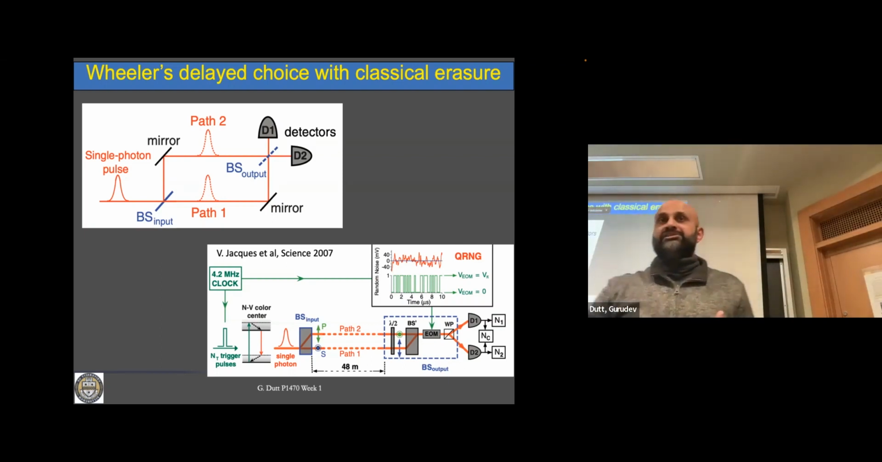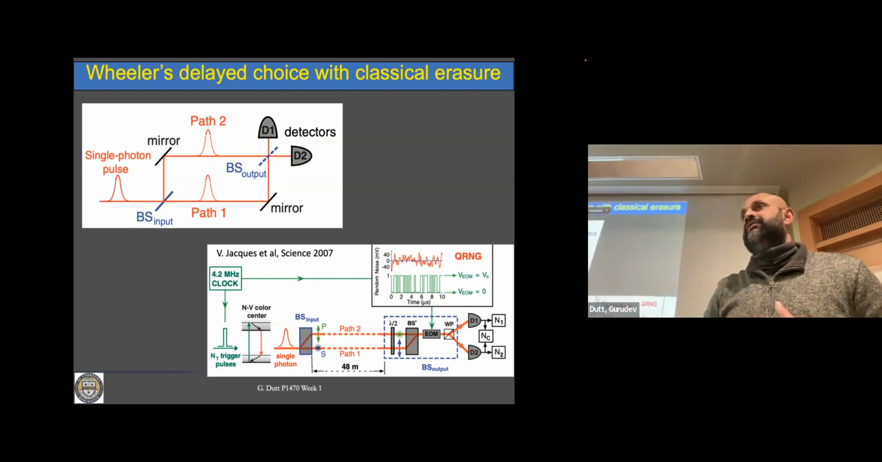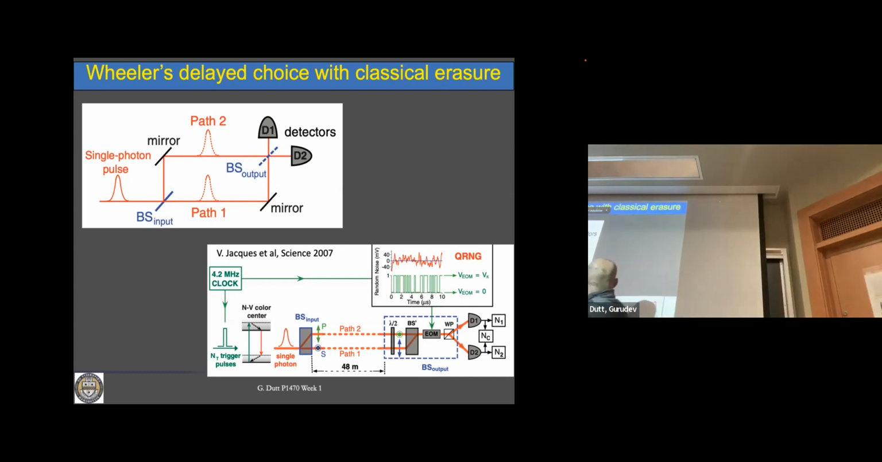So now we arrive at this question: when did the photon know that it had to go along path 1 or path 2? Because we know that if we don't have the beam splitter and we get a click in detector 2, it must have come along path 2. If we don't have the beam splitter and we get a click in detector 1, it must have come along path 1. But the decision of when to put the beam splitter in or out is taken well after the photon has already hit the first beam splitter.